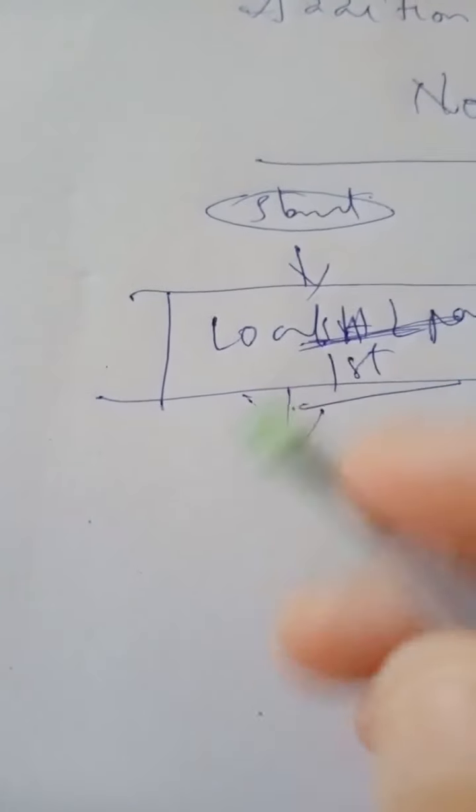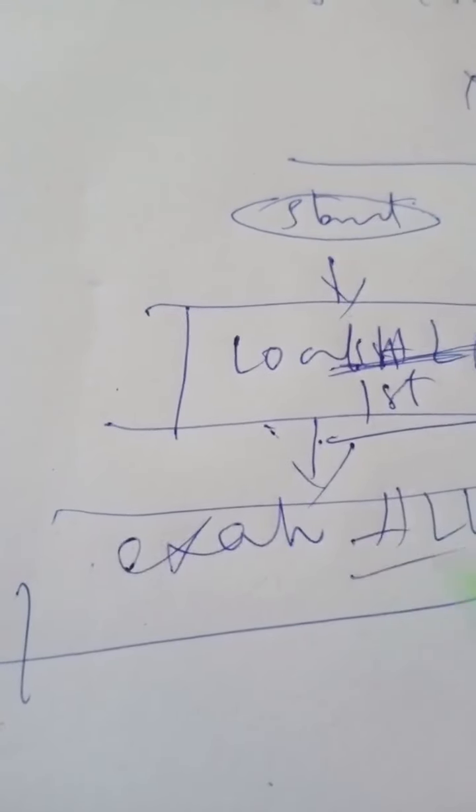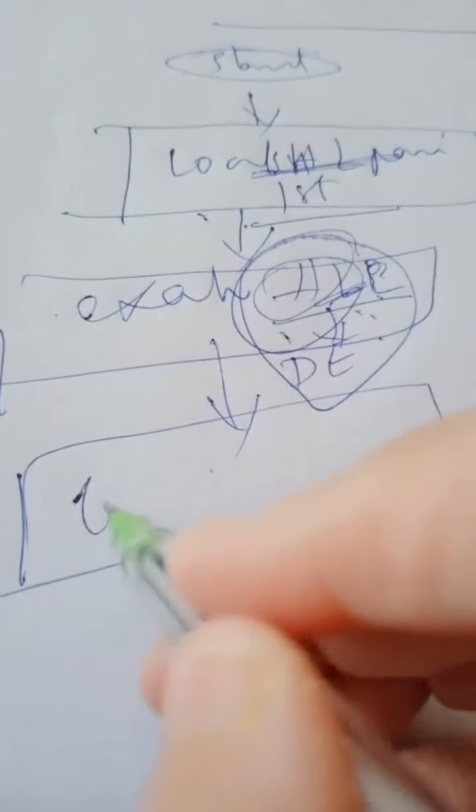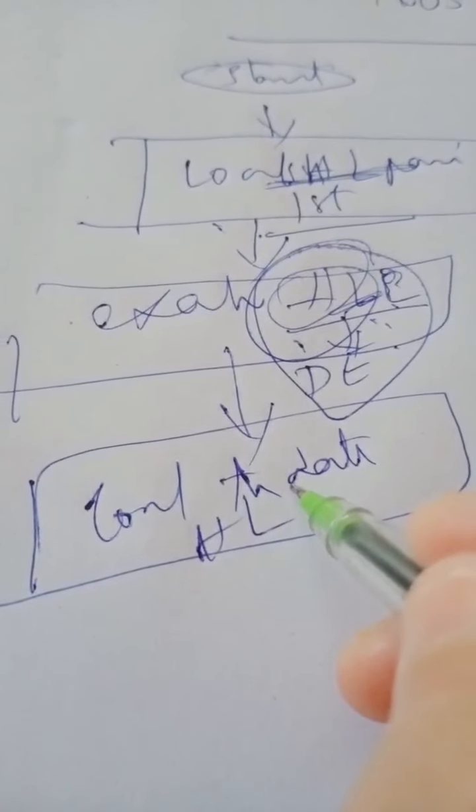Okay, now first what we have to do? We have to load the HL pair first. After loading the HL pair, we should exchange this HL pair data with the DE pair. Why? Because the HL pair should be empty for the second number. Okay, then after that again we have to load the data in the HL pair. The second number is coming now. Okay, the second number is in the HL pair.